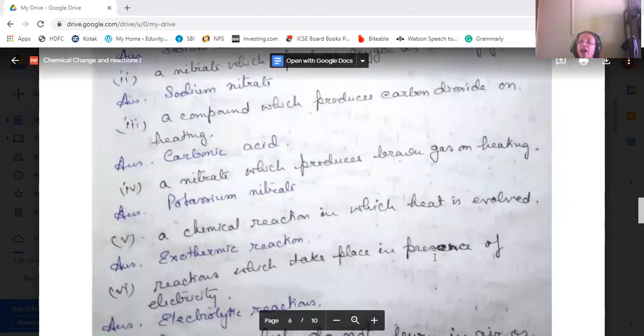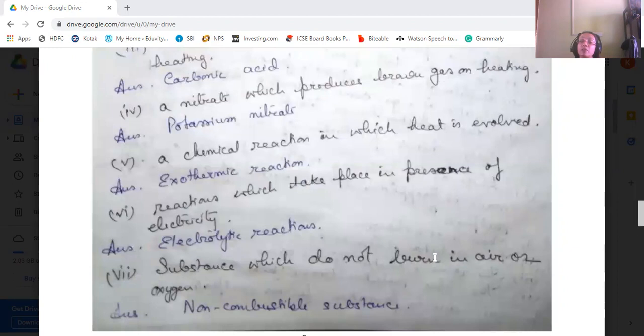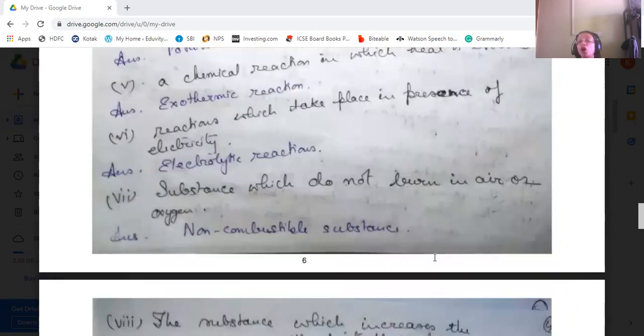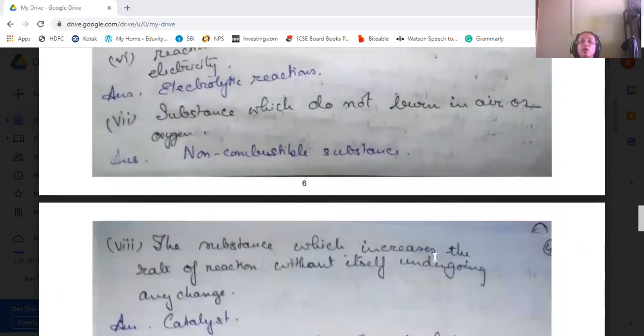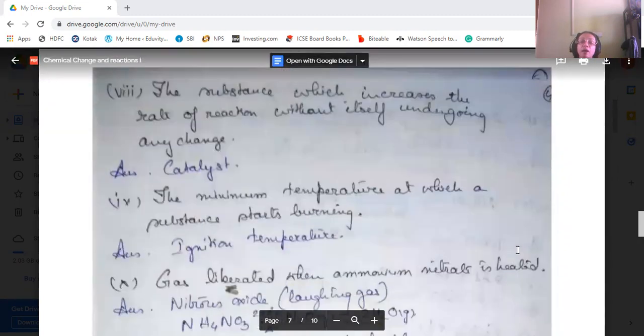Then, a chemical reaction in which heat is evolved is an exothermic reaction. A reaction which takes place in the presence of electricity is an electrolytic reaction, or electrolysis. A substance which does not burn in air or oxygen is a non-combustible substance. The substance which increases the rate of reaction without itself undergoing any change is a catalyst. The minimum temperature at which a substance starts burning is the ignition temperature.